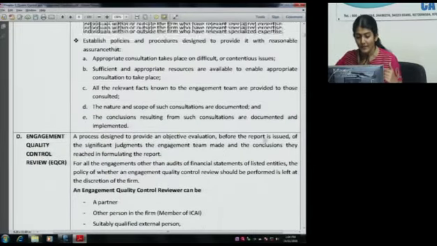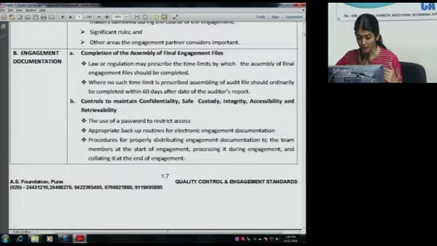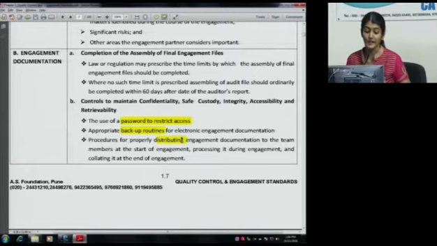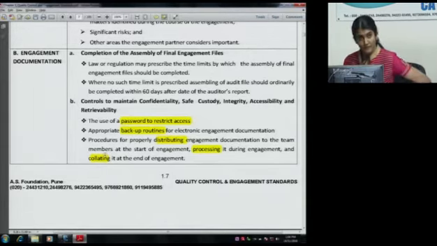Right, so if you see regarding engagement documentation, what does it say? Password to restrict access, backup routines to be taken, then procedures for properly distributing the engagement documentation to the team members at the start of the engagement, processing it during the engagement, and collating it at the end of the engagement. Have you found out? Page number 1.7, last 3 lines. Password restricted access, backup routines, and distributing, processing, and collating it.